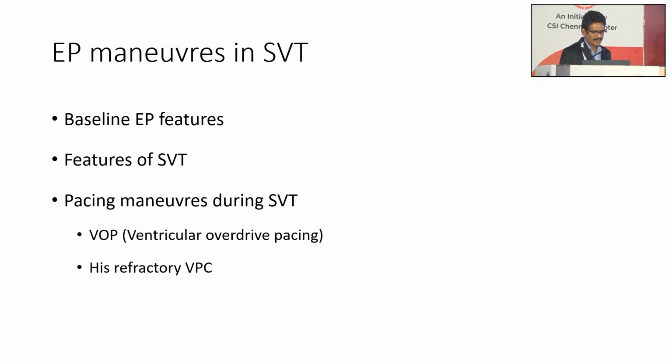interval, where the tachycardia terminates, whether it terminates with the P or the QRS, what is the bundle branch block, if there is a bundle branch block during the SVT, is there any change in the tachycardia cycle, all always help in deciding the mechanism of the tachycardia. So 80% of the diagnosis can be obtained from the initial baseline EP study and the features of SVT. Then I'm coming to the pacing maneuvers during the tachycardia.